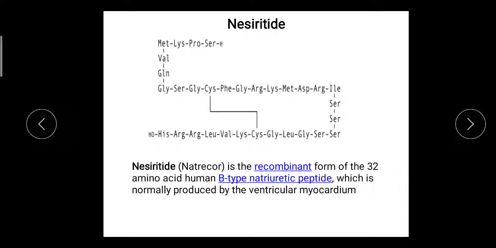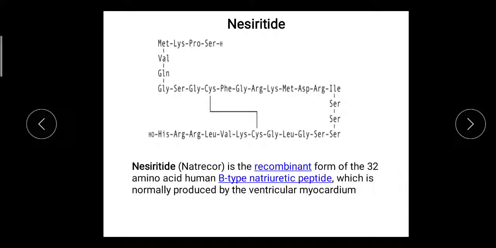This happens endogenously, but we can give this peptide from outside the body, administered intravenously, usually as a bolus followed by an IV infusion. This peptide is synthesized in the laboratory by using recombinant DNA technology, and when administered intravenously, it causes relaxation of the smooth muscle. So this is the mechanism of action of nesiritide.